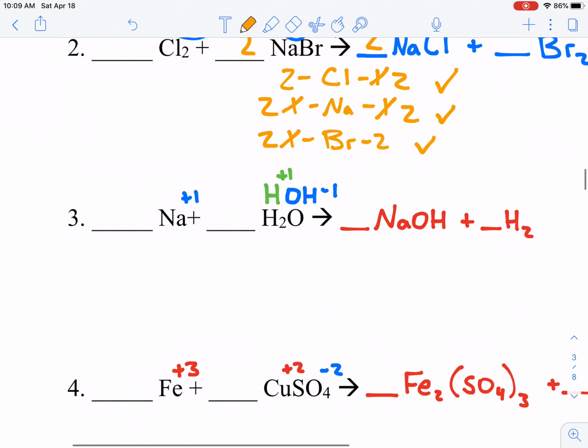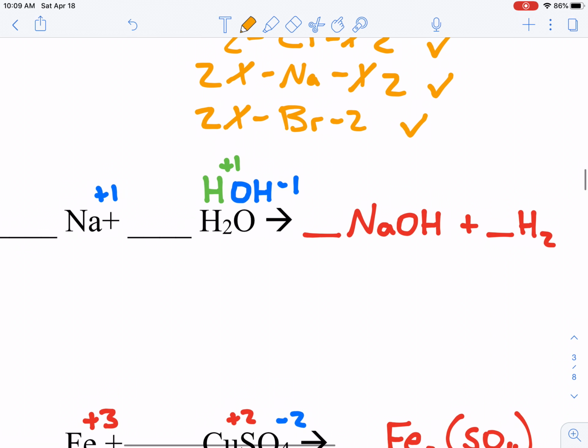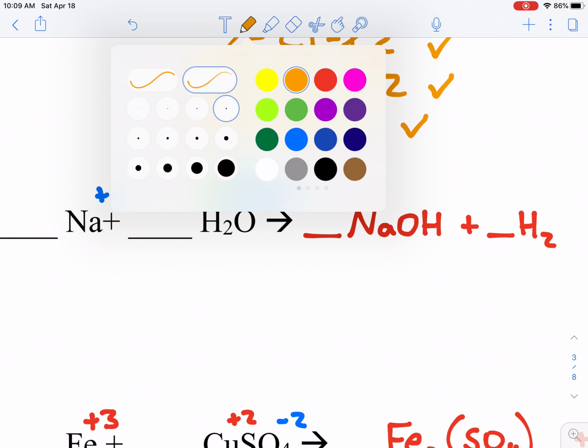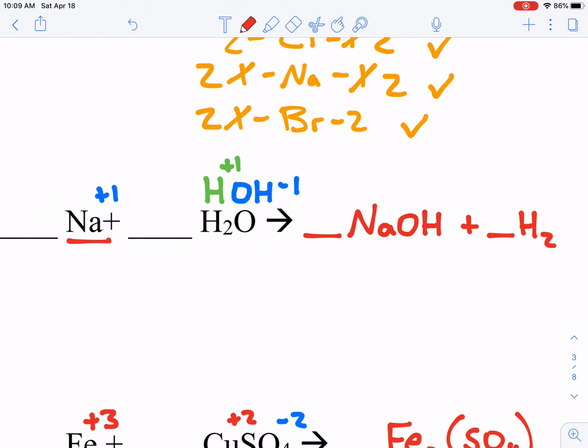Okay, jumping down to sodium and water. So we need to look at what's replacing what. Well, sodium is trying to replace H2O. I'm sorry, trying to replace H in H2O. And so can sodium replace hydrogen? If you find the 2 on your list, you're going to notice that sodium is well above hydrogen. So yes, sodium can replace hydrogen. That means that yes, our reaction can occur. And now our job is to balance.